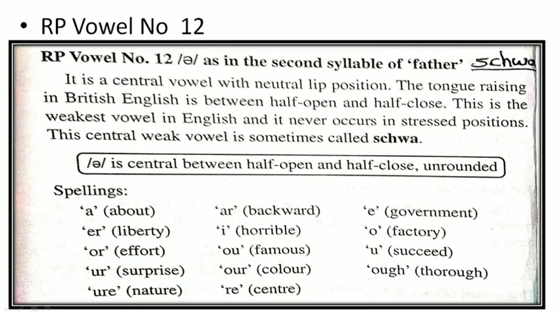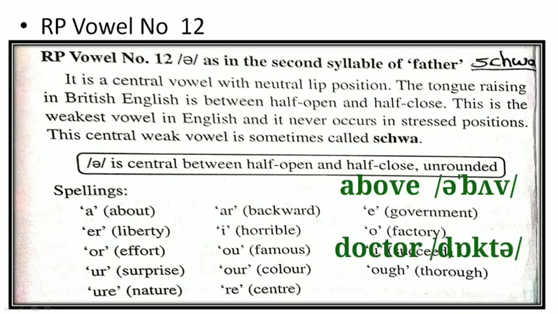If you are asked to write what is schwa, you have to answer this: the 12th vowel is known as schwa. It is a central vowel between half open and half closed, unrounded. See the examples above, in which it comes in the initial position, but in "doctor" it comes in the final position.